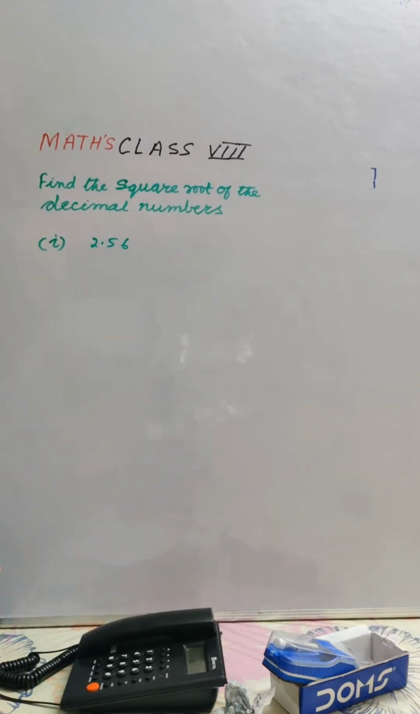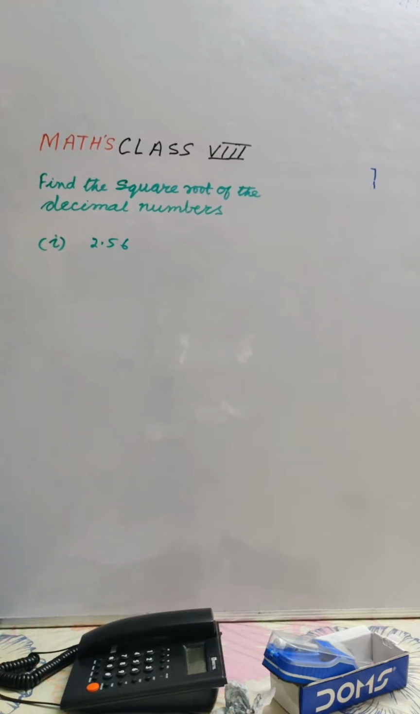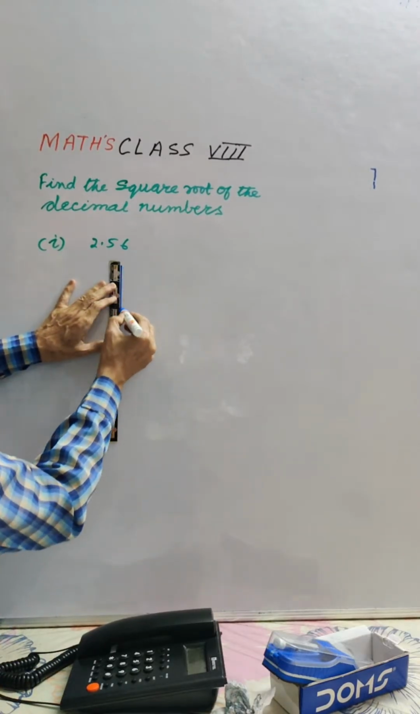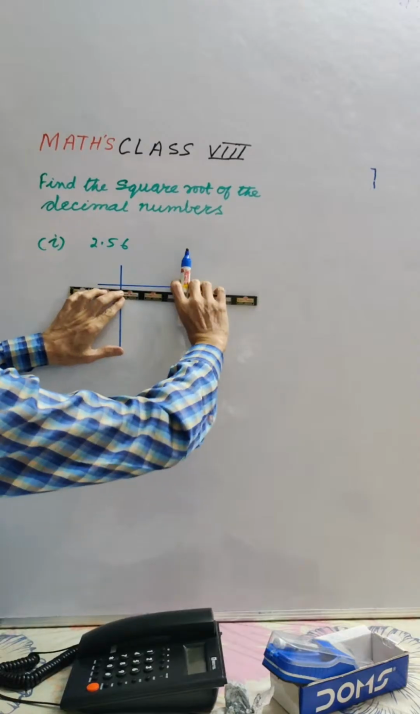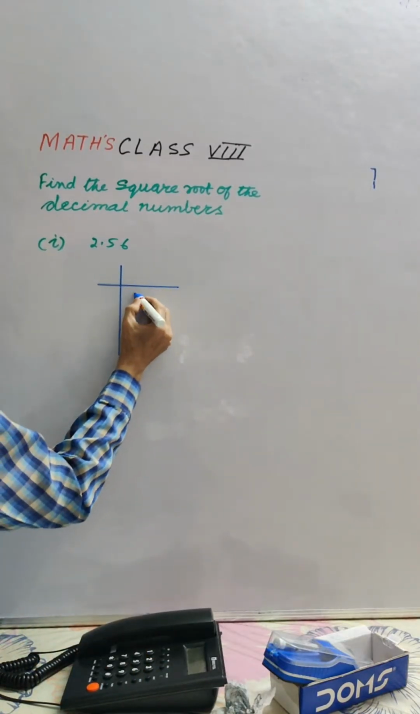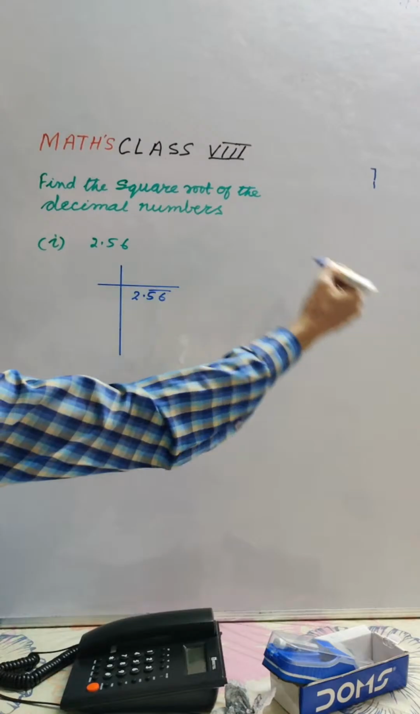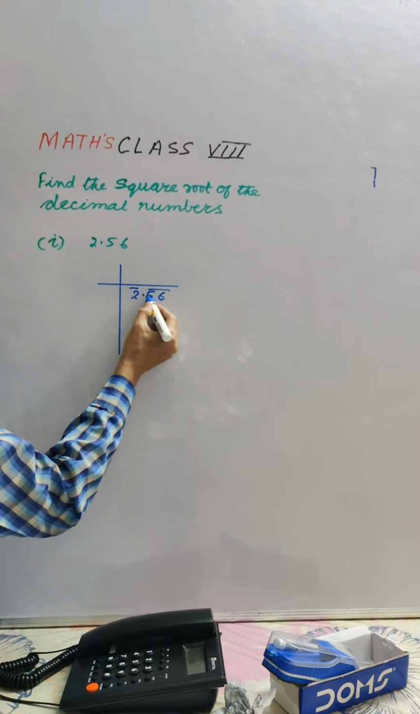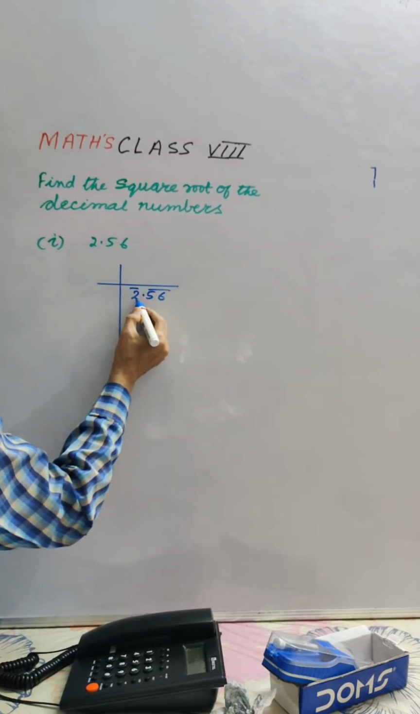2.56. We shall write this. There are two ways. One way, writing 2.56 below that 100, and another way, directly finding the square root by using the long division method. So we are following the long division method. Taking 2.56, making pairs: before the decimal, right to left, and after the decimal, left to right.